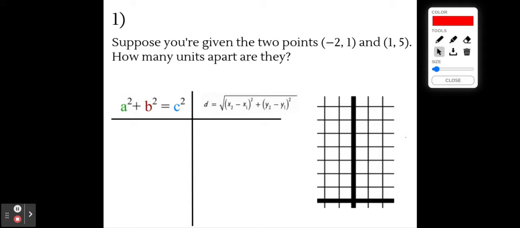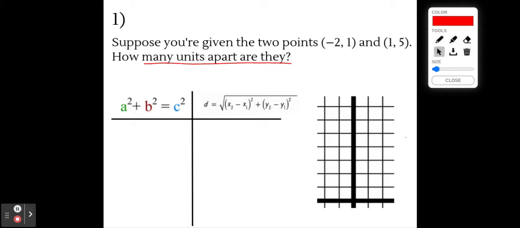Suppose you're given 2 points, and they're (-2, 1) and (1, 5). And you're asked how many units apart are they on the coordinate plane. There's two ways that you can do this. You could first use the Pythagorean theorem, but then you also could use the distance formula. So we're going to do them side by side so that you can see how similar they actually are.